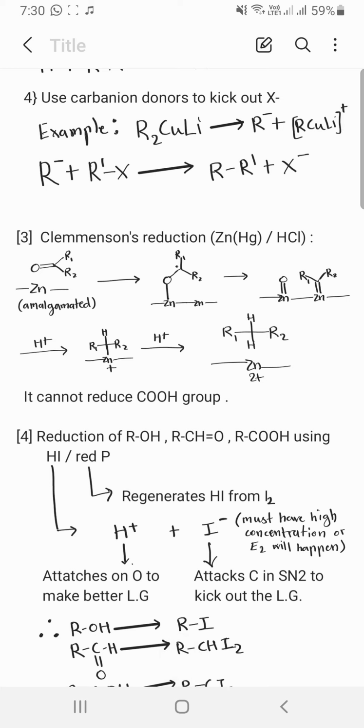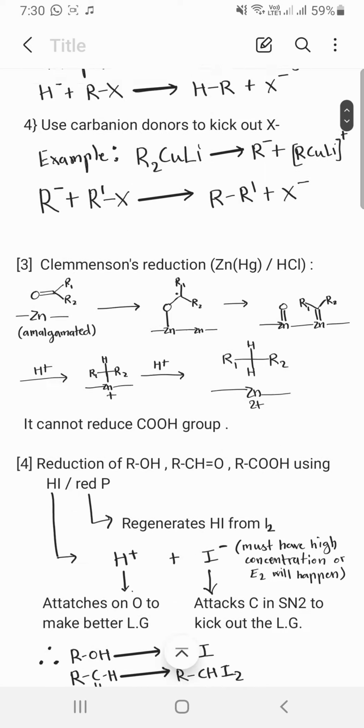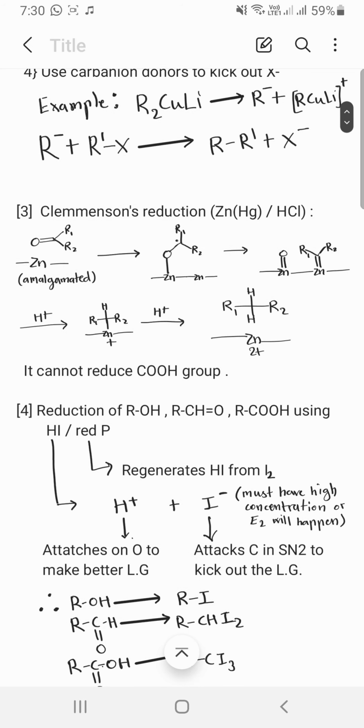Clemmensen reduction. By the way, I don't know if this mechanism is correct or not, but previously when I searched I didn't find the mechanism, and now I did, and this is the new thing that I have right now.